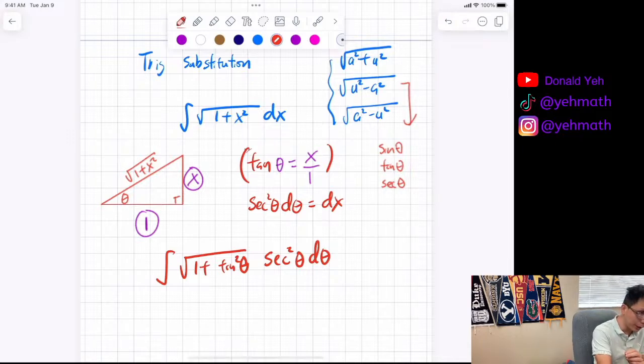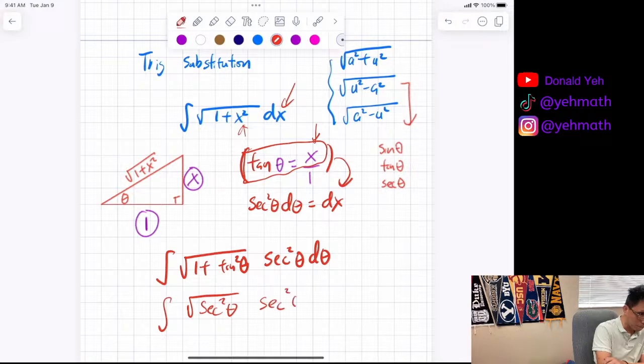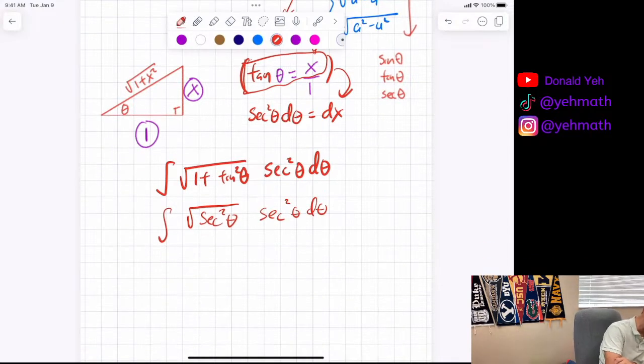So you see this part here? This is the x, right? I'm going to change this in terms of theta, so if that's x, I change it to tangent squared theta. And this dx needs to be changed in terms of theta as well. That's why we take the derivative of this, and we get secant squared theta d theta equal to dx. Now, what is 1 plus tangent squared theta? Oh, secant squared theta. He's cooking it.